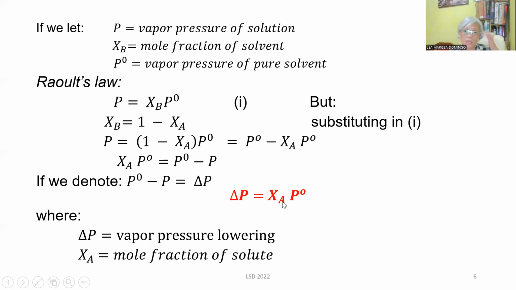Ano yung X sub A? Mole fraction of the solute. No? Ano yung P superscript? Vapor pressure ng pure solvent. So, mapapansin nyo, meron tayong dalawang formula. No? Yung P is equal to X sub B P superscript. Ano yung P? Vapor pressure ng solution. Yung delta P naman, vapor pressure lowering, is equal to X sub A, mole fraction of the solute, times the vapor pressure of the pure solvent. So kahit alin yan pwedeng gamitin.